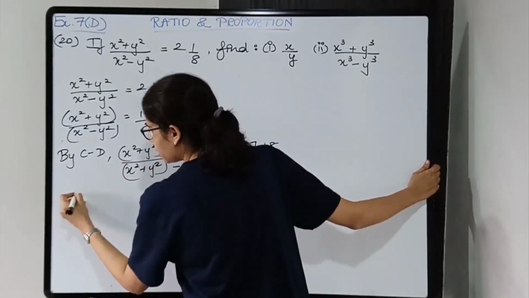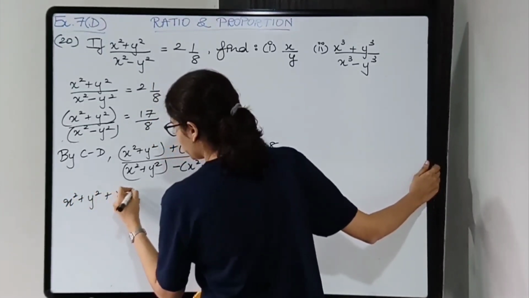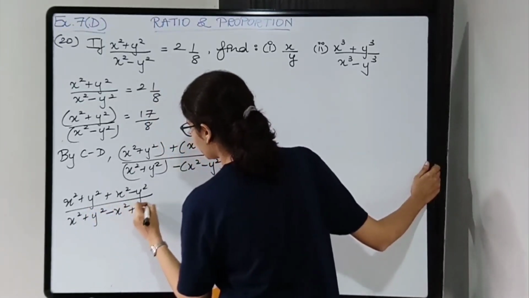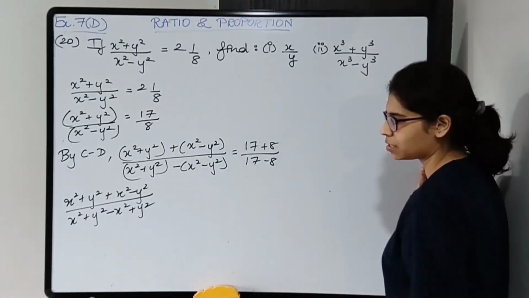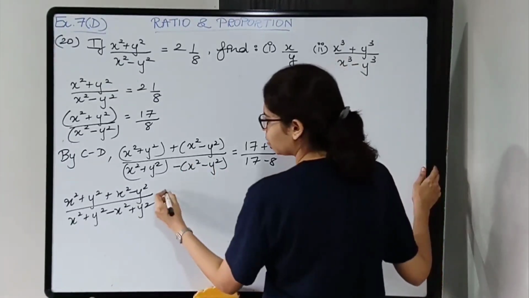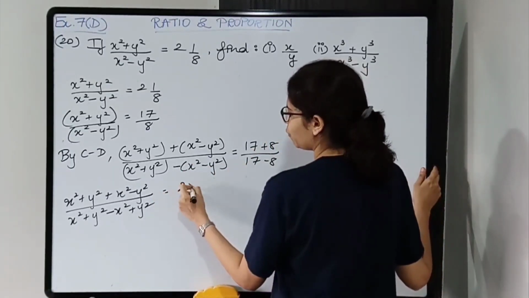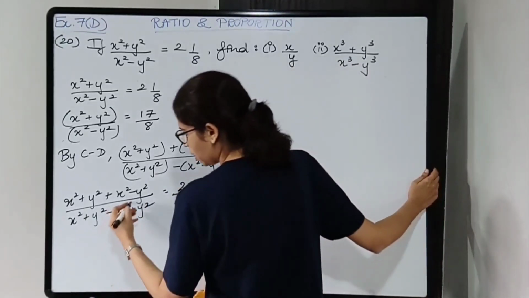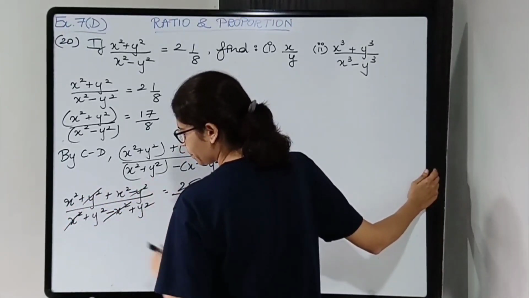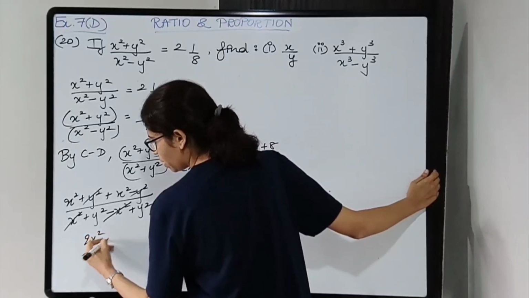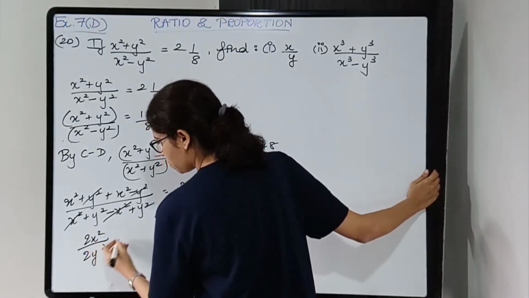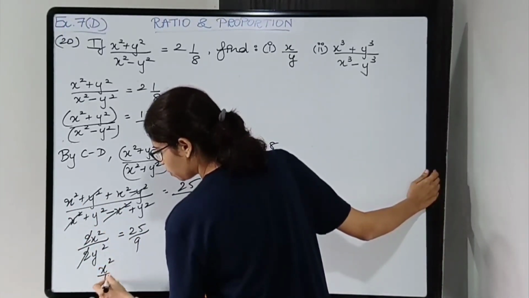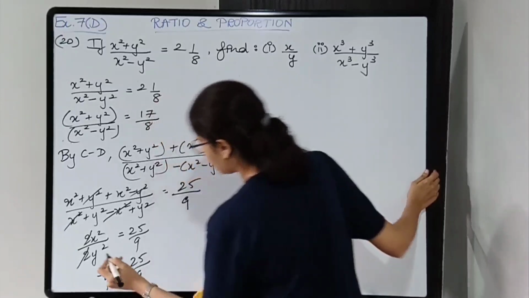Opening the brackets, x square plus y square plus x square minus y square upon x square plus y square minus x square plus y square. Signs will change over here when you open the brackets. Minus sign is outside, so signs will become opposite. 17 plus 8, 25. 17 minus 8, 9. So we are left with x square plus x square, 2x square. y square plus y square, 2y square. I can cancel out 2 2. So we have x square upon y square is equal to 25 upon 9.